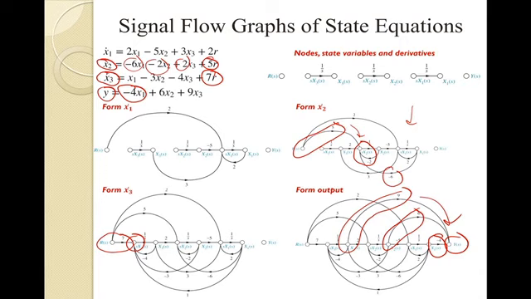So if you follow this procedure, first starting here with the nodes, the state variables, and their derivatives, and then slowly adding one state variable at a time, you can build up to this in a very methodical, logical way, and then form your final state diagram that we have shown here. So that will complete this module.